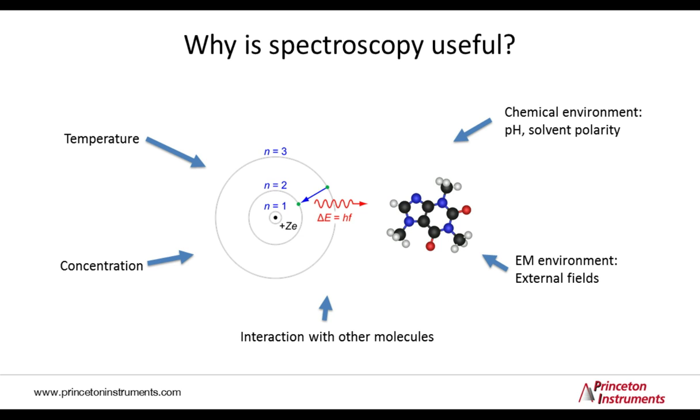I mentioned already that, for example, temperature might be observed, but things like the concentration in a solvent, for example, the interactions with other molecules in the environment is important. The chemical environment, what the pH or solvent polarity is, the electromagnetic environment, so be it external electric or magnetic fields. So spectroscopy, therefore, can be a useful tool to determine any of these quantities in a system that is being studied.